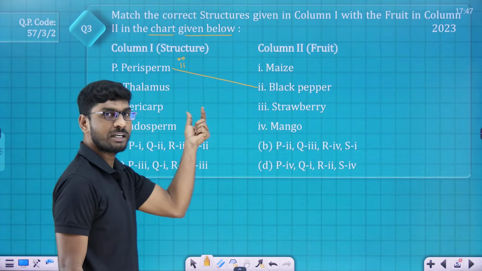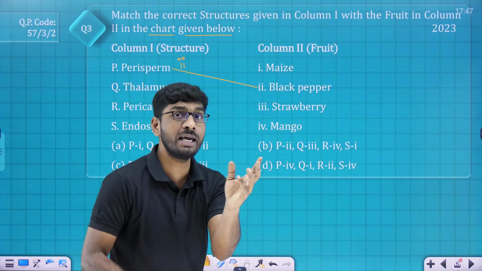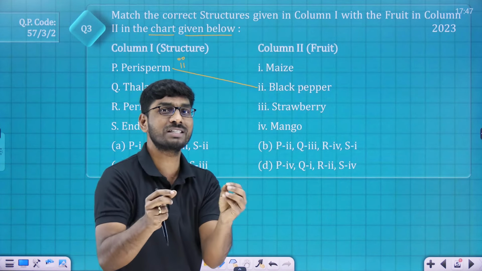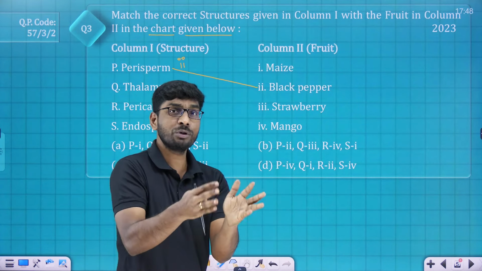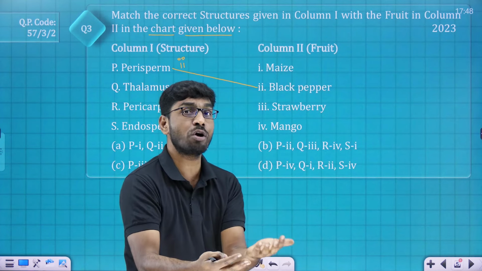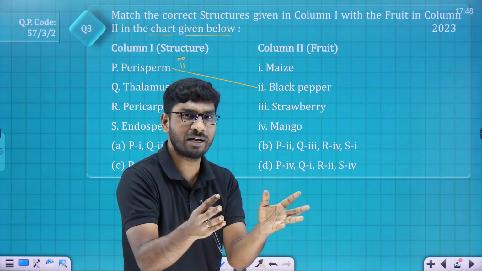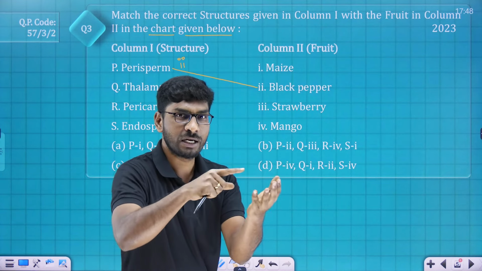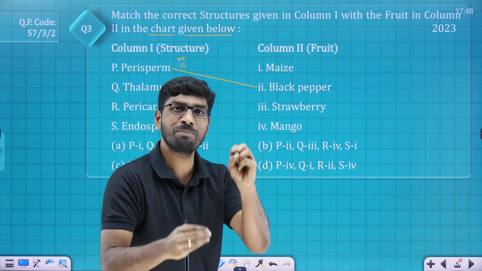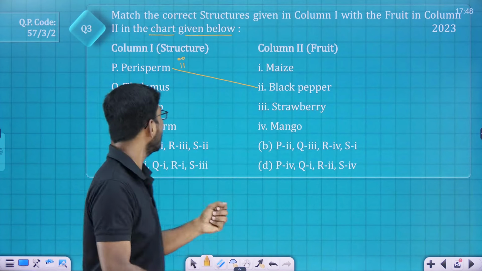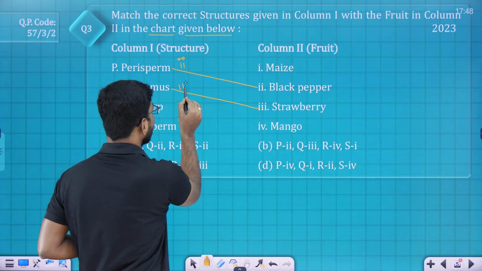Okay, thalamus. I told you, we discussed in the class, if the ovary is converted into fruit, such fruits are called true fruits. Along with the ovary, if some other floral part is also contributing to the formation of the fruit, such as the thalamus, we call them false fruits. Cashew, strawberry, apples are examples of false fruits. So tell me, here the thalamus is contributing, so I can go with strawberry. Here I'm writing 3. Am I clear?